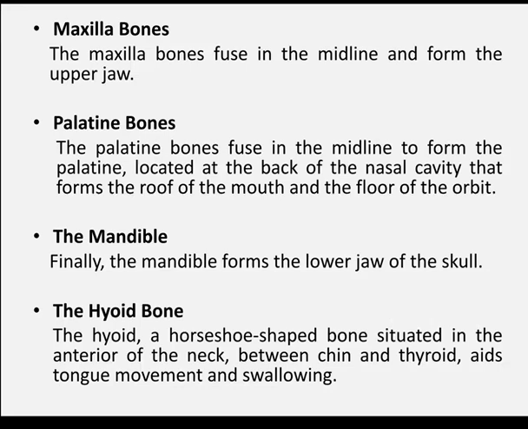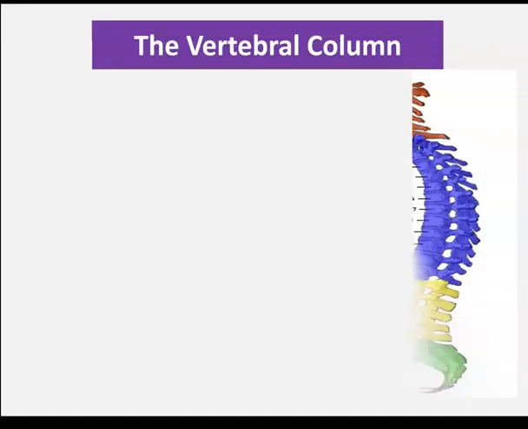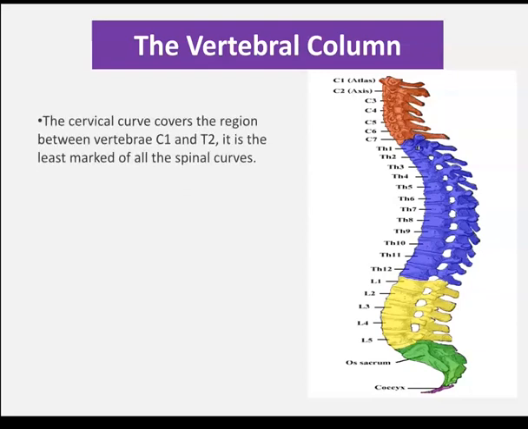Next is the hyoid bone. Hyoid bone is a horseshoe shaped bone situated in the anterior of the neck between the chin and thyroid. The vertebral column. Okay. So let's see the vertebral column.